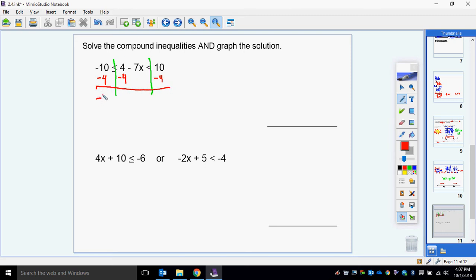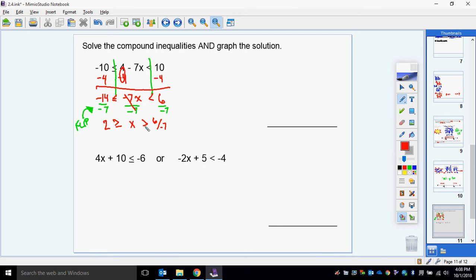Negative 10 minus 4 is negative 14. Drop down my inequality symbol. It hasn't flipped yet. Those zero out, and I'm left with negative 7x in the middle, and it's less than 6. One more thing I have to do here is divide by negative 7 on all 3 parts. Now remember, I'm dividing by a negative, so that's going to make my inequality symbol flip. A negative divided by a negative is positive. Flip the symbol so it's facing the other direction. My negative 7's cancel. Flip this symbol so it's facing the other direction, and I have a fractional answer.